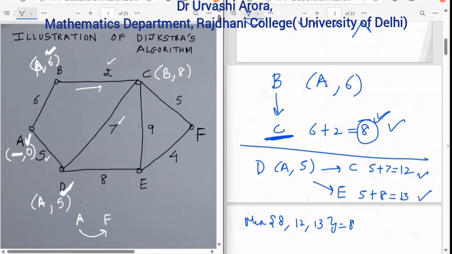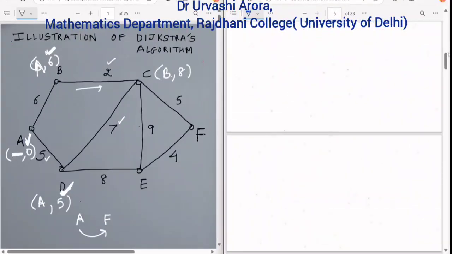Now coming to the next step. This step was step 4. Now coming to step 5. Now again take all the labeled vertices and corresponding to those labeled vertices, find the adjacent unlabeled vertices. Now A is a vertex which has received a label which is -, 0, but A has two neighbors, B and D, but both have received a label, so A will not participate in this step. Then coming to B, B also is another labeled vertex, and the label which B has received is A, 6, and B has two neighbors, A and C, but both A and C have received a label, so B will also not participate in this step.